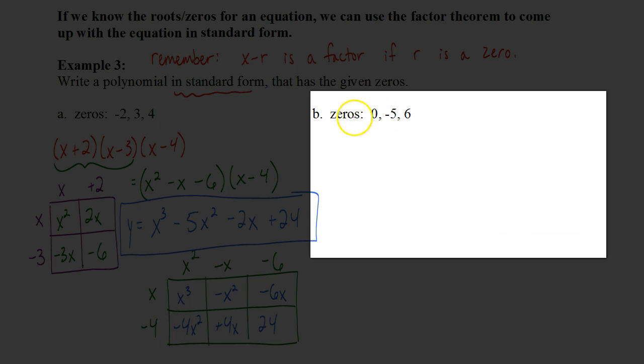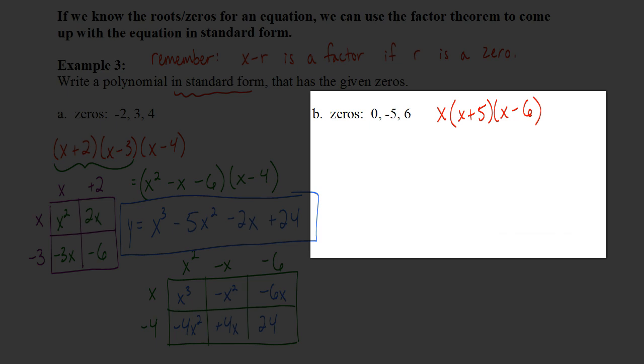But here we have one of the zeros is just 0. Well, if I put it in factored form, x minus 0 is just x. Then we would have x plus 5, and then we would have x minus 6.